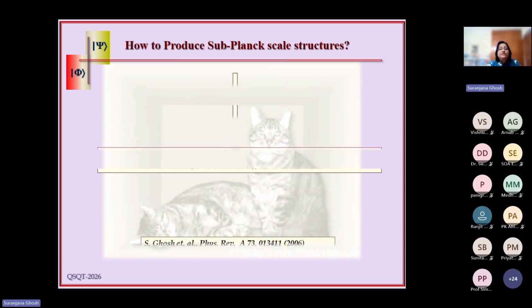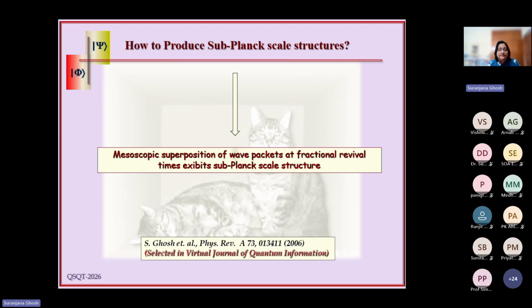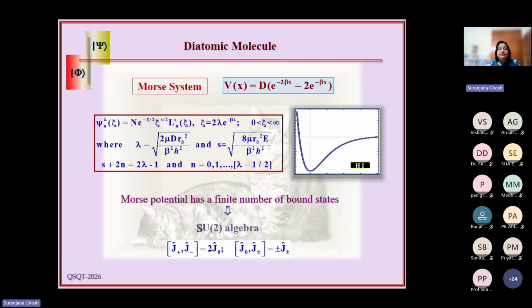Now, how to produce these structures in physical systems? So this is physically for the diatomic molecule. We have considered the vibrational motion, and we showed that using this fractional revival phenomena, one can find the sub-Planck scale structures. So for that, we have taken the Morse system, which is a very well-known system.